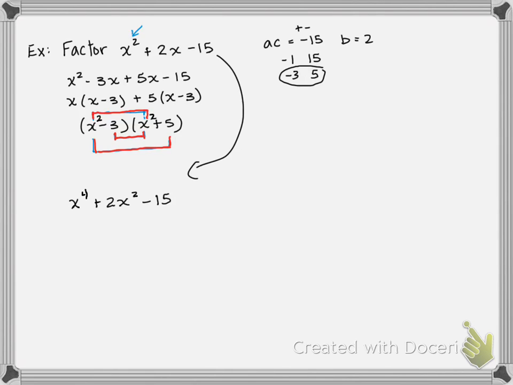Does it make sense how you can get x to the 4th plus 2x squared minus 15 essentially from the same factors that give you x squared plus 2x minus 15? I mean, they're not exactly the same factors, but the process is the same. No, I don't get that. Yeah, where did the other x squared come from? Okay. So are we just multiplying that out?